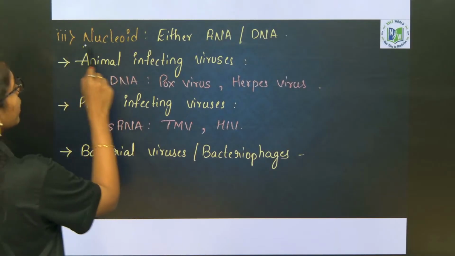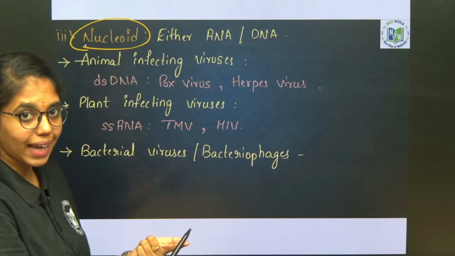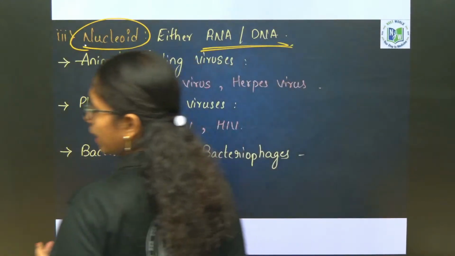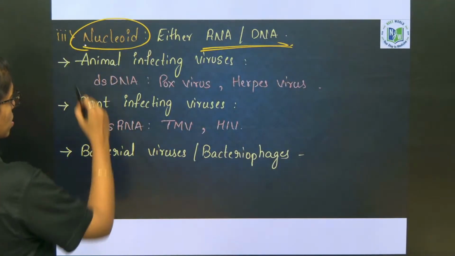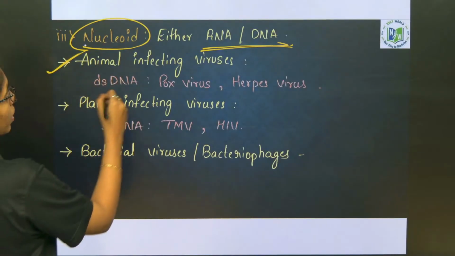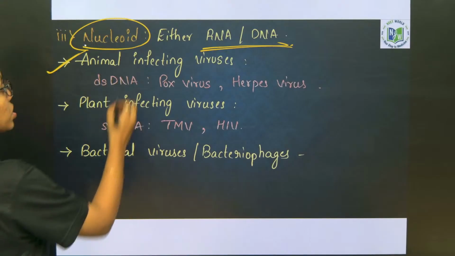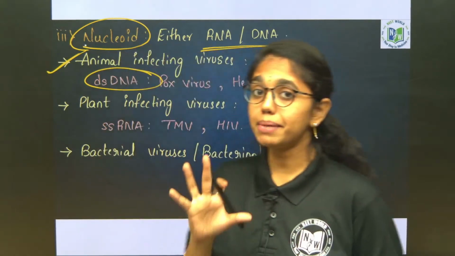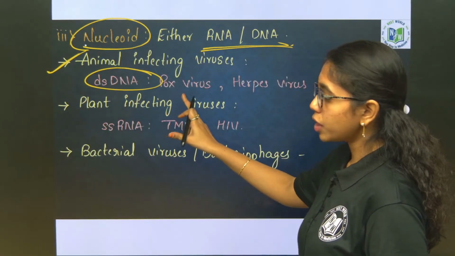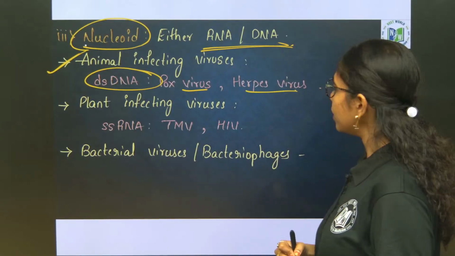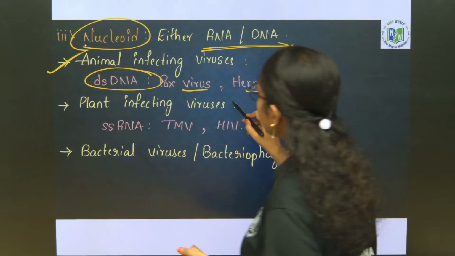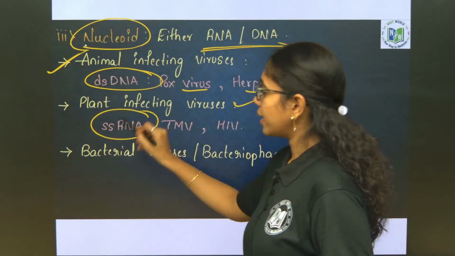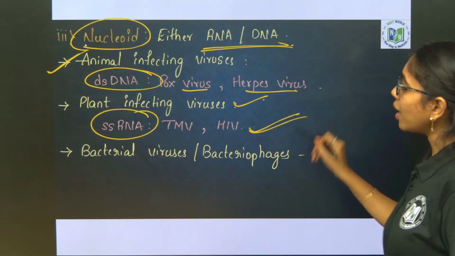Continue with the nucleoid. We have discussed envelope and capsid. Now the nucleoid, which can be either RNA or DNA. Animal infecting viruses will definitely have double-stranded DNA. The best examples include pox virus or herpes virus. Second is plant infecting viruses. Mostly they have single-stranded RNA, which includes TMV.